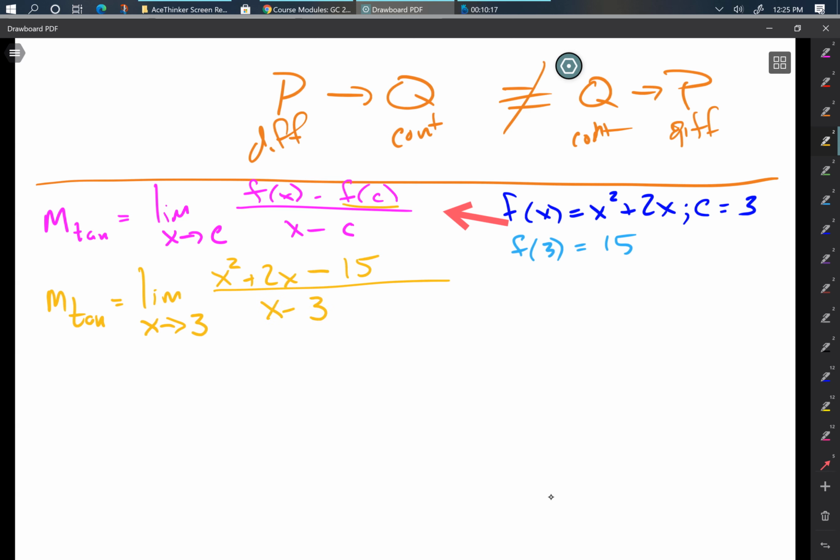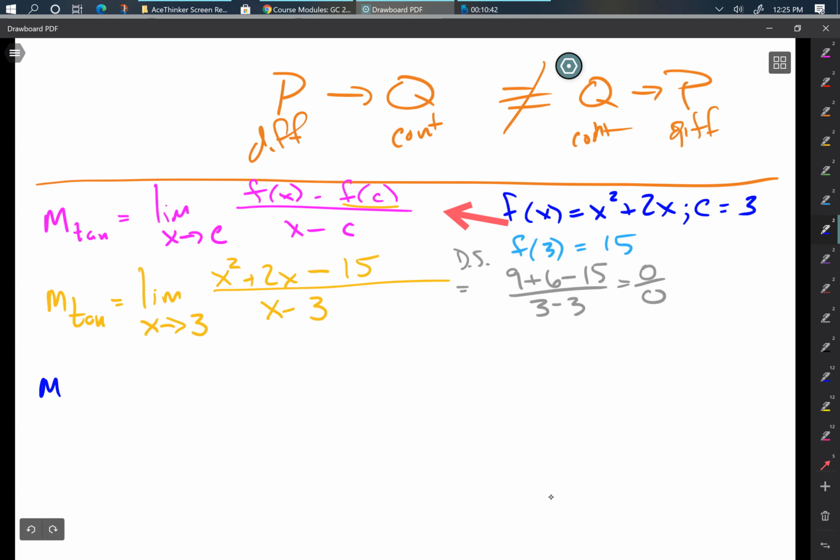Now this looks a lot like those problems we were doing a couple sections ago. So I am going to try direct substitution. So if I use direct substitution, I'm going to get 9 plus 6 minus 15 divided by 3 minus 3, which is 0 divided by 0. 0 divided by 0 means somebody punched a hole in my graph. I need to do more. In this case, I'm going to factor.